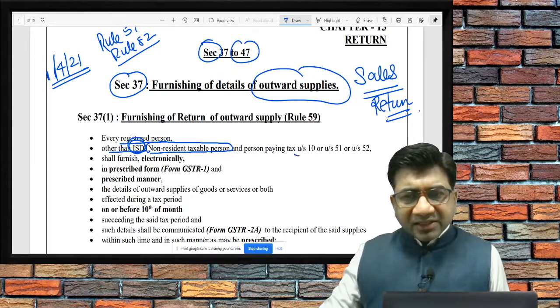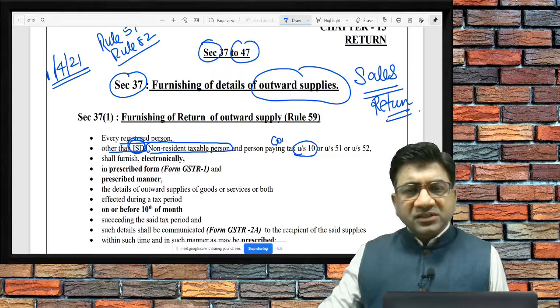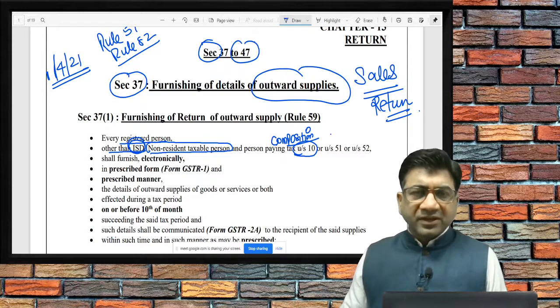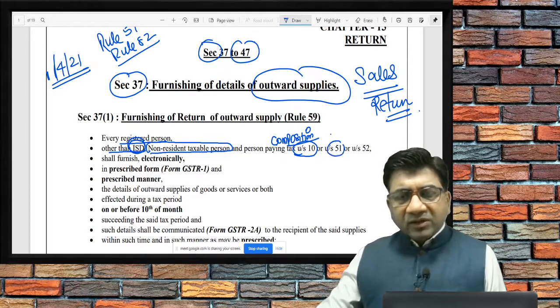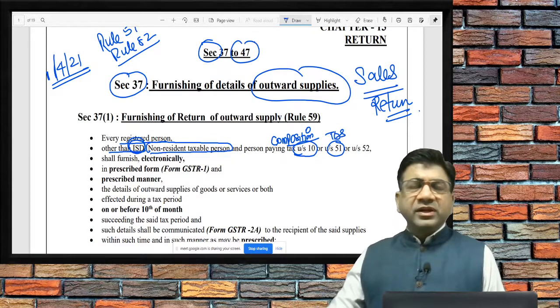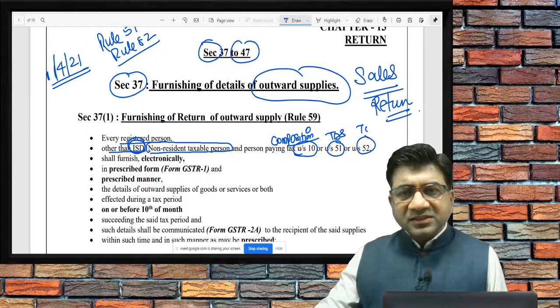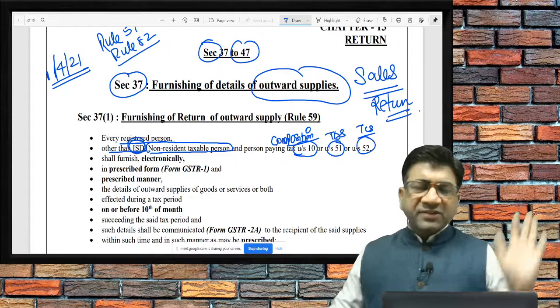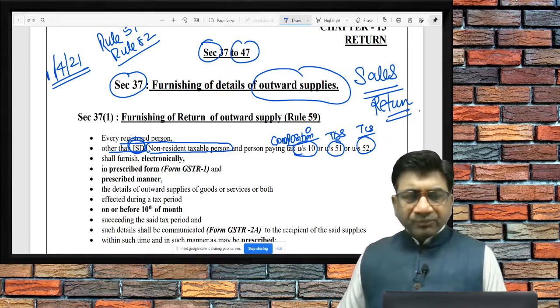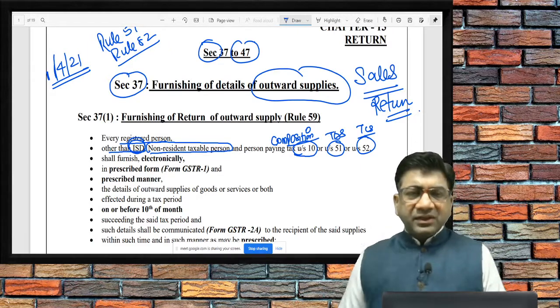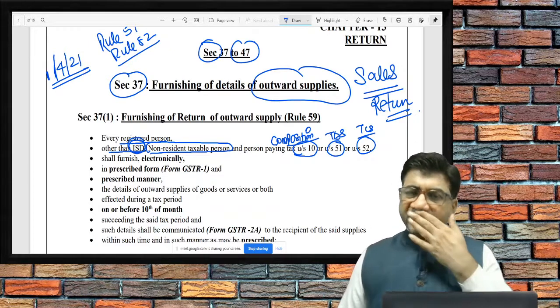Person paying tax under 10. These are the composition dealers. Composition dealers are not required to file GSTR1, that is the outward supply return. 51 is TDS persons, that is government departments who are supposed to deduct TDS, and 52 is TCS. Apart from this 5%, remember ISD, that is the office of the provider of services. NRTP, 10, 51 and 52.